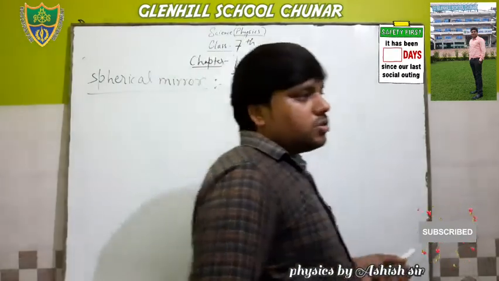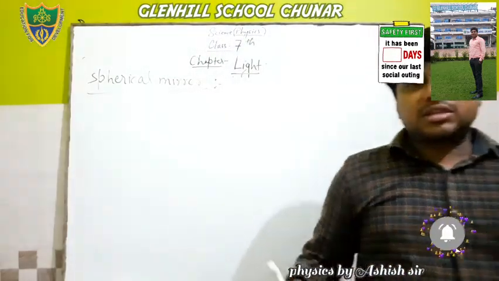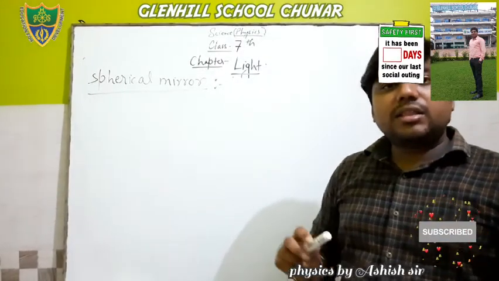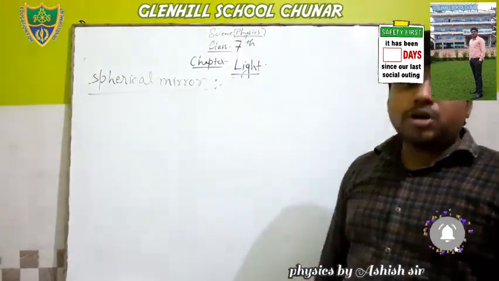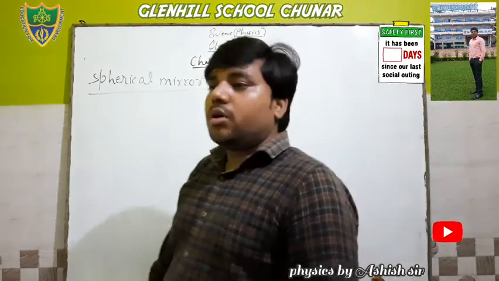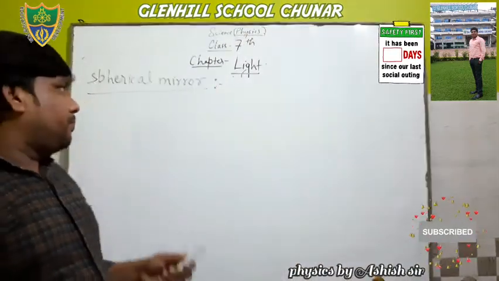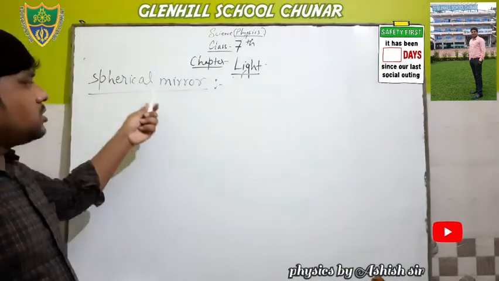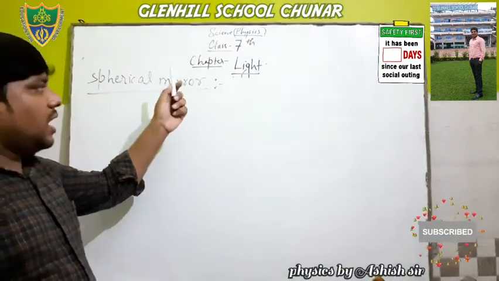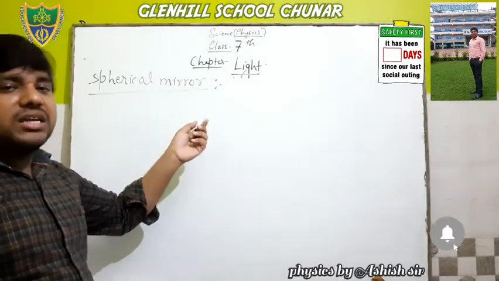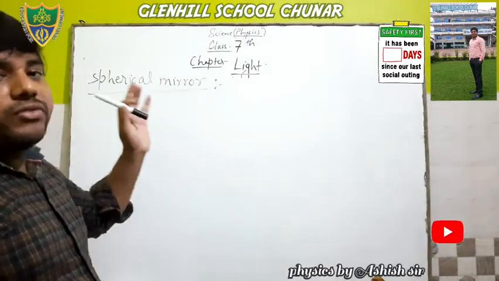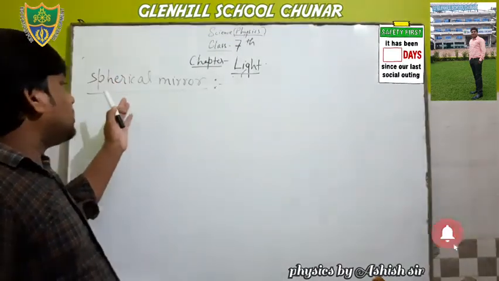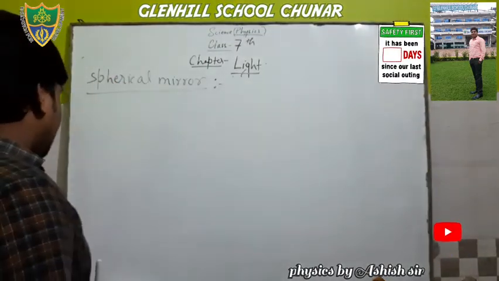Simply, this is a mirror. There is a reflecting surface, a polished surface. A mirror whose reflecting surface and polished surface are part of a sphere is known as a spherical mirror.